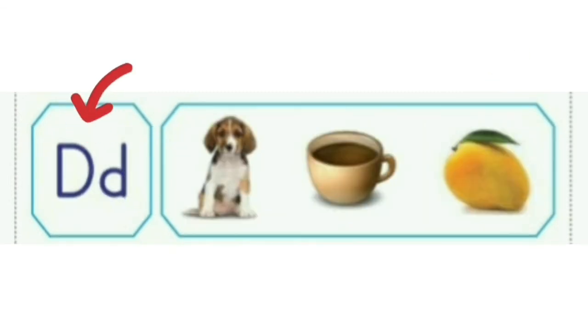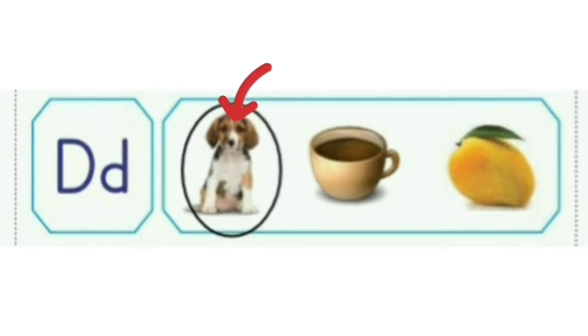Which alphabet is this, children? Alphabet D. Does dog start with alphabet D? Yes. So we will circle it. Does cup and mango start with alphabet D? No. So we will not circle them.